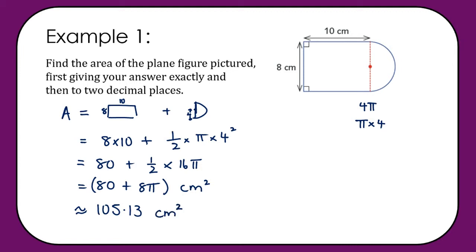105.13 centimetres squared is the approximate answer to 2 decimal places. The other thing to be clear about is when you're doing calculations involving measurement, don't include units within the calculation. So don't write 8 centimetres times 10 centimetres plus half times pi times 4 centimetres squared. All those letters within the calculation get confused with algebraic terms and things. Just include units on your final answer at the end.